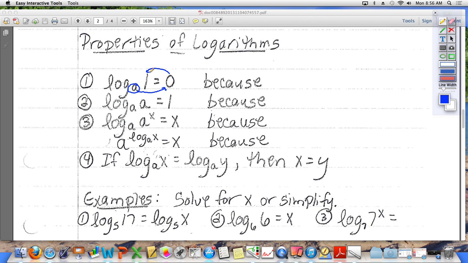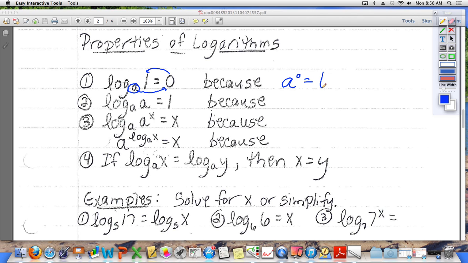Log base A of 1 equals 0, because if you put A to the 0 power, you get 1. So in other words, any logarithm of 1 is equal to 0. So the log of 1 is 0. Might be something you want to commit to memory. Log of 1 is 0.